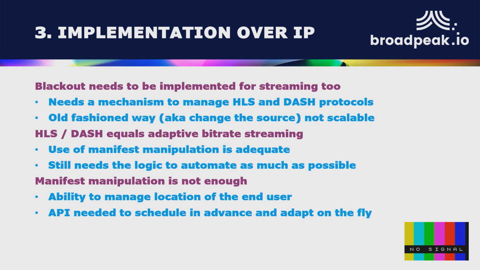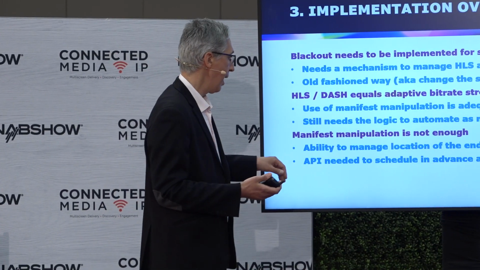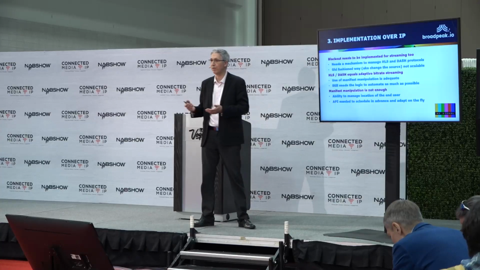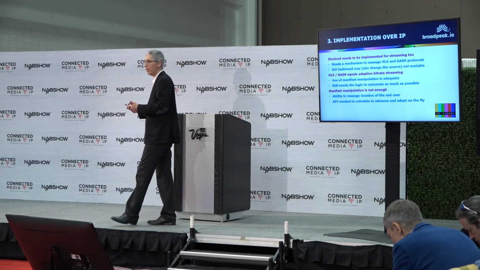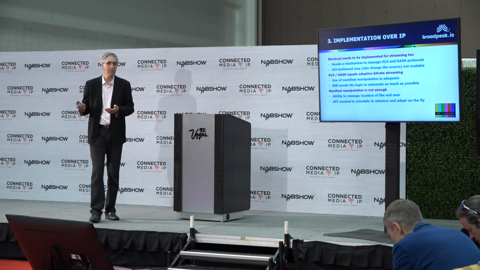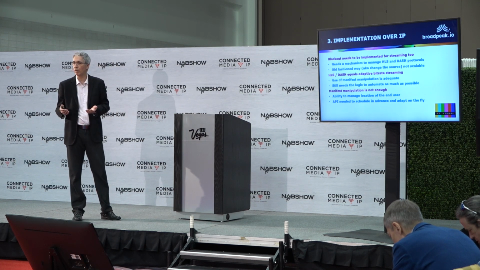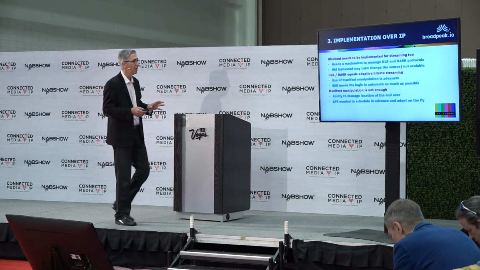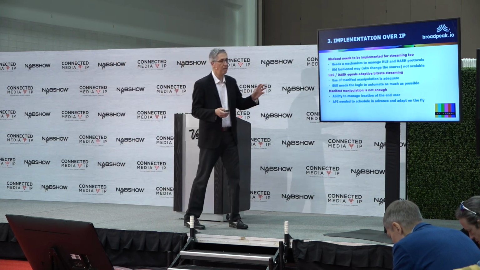Now, doing the manifest manipulation on the back end is, of course, one of the needs, but is not enough. On the end user side, you also need the end user location, for instance. So it could be a zip code, it could be a DMA. And this is the other component which is needed to make the decision. And at the end of the day, what we're talking about here is an API which can basically automate those decisions based upon the schedule, and this needs to be done on the fly. So that's really the key points that are related to the implementation of blackout for streaming in general.